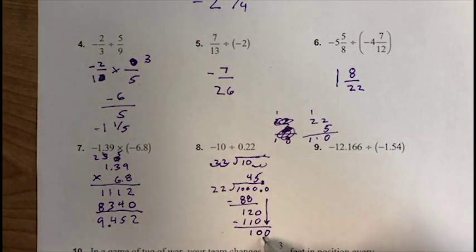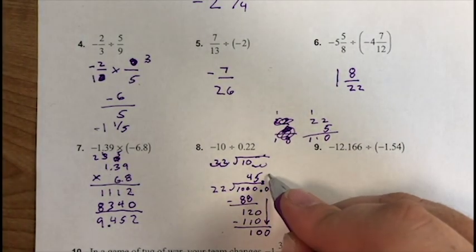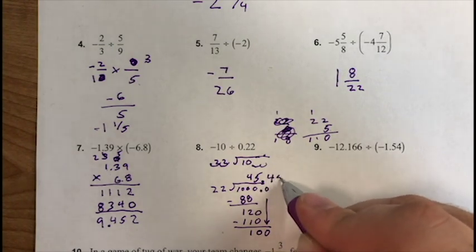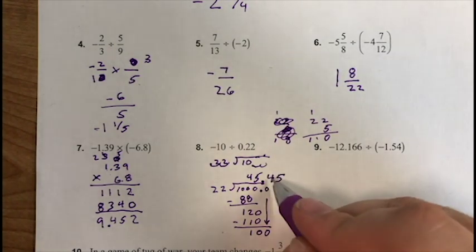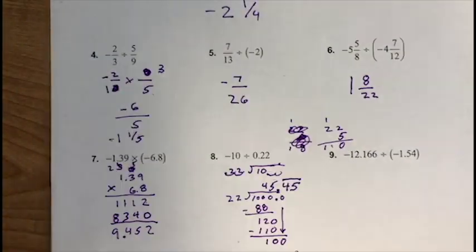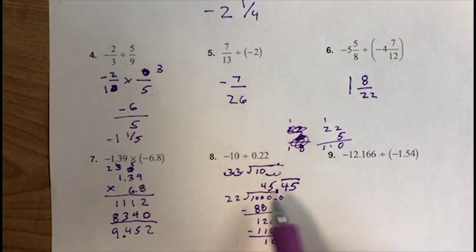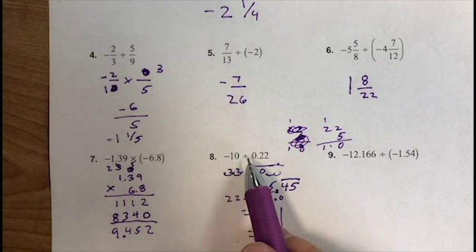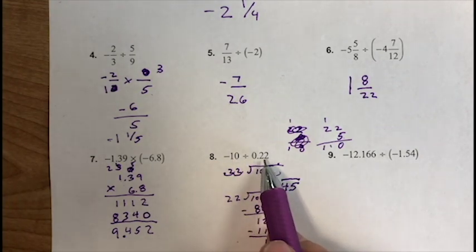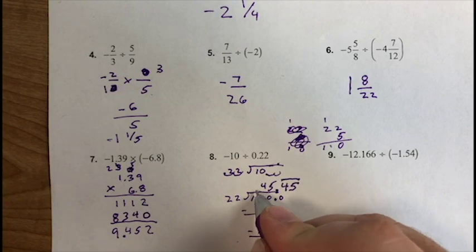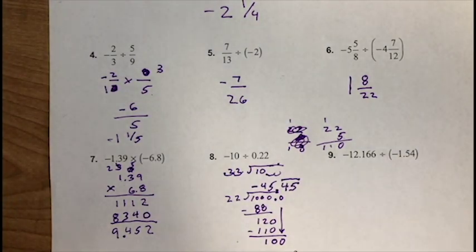Well, notice that I have 100. If I continue to work this out all the way, it's going to give me 45.45 repeating forever. The question is, is this a positive number or a negative number? Well, look at it. I have a negative 10 divided by a positive 0.22. That means a negative divided by a positive is a negative.